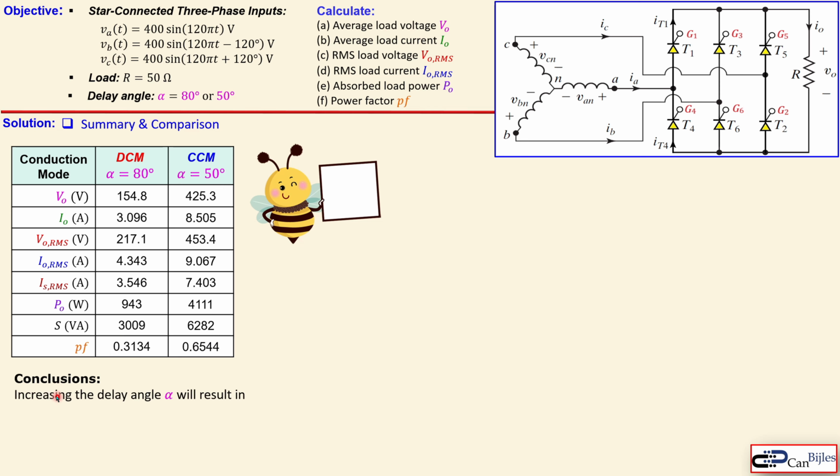Our conditions then increasing the delay angle will result in reduced voltage and current at the load, and a power factor reduction, which is of course a thing we don't want. So this is of course a thing we need to consider. So this is I think a nice comparison between the DCM and the CCM for this 3-phase rectifier circuit we're having a resistive load. Alright, this was our example considering the 3-phase rectifier using the thyristors as the controlling element.